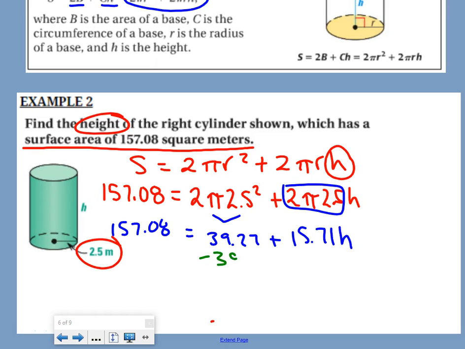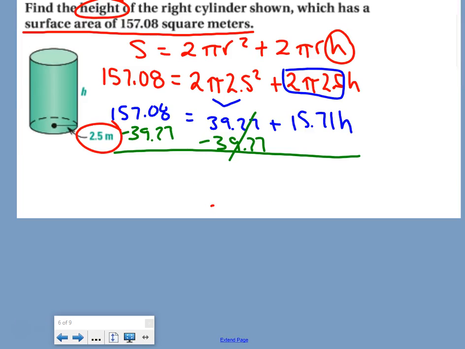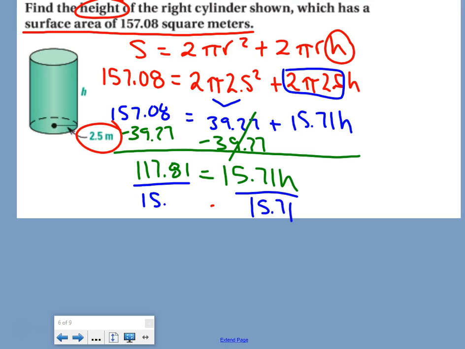So we want to subtract 39.27. We're left with 15.71 h on the right equals 117.81. Last step is divide both sides by that 15.71, so we get h by itself. H equals 7.5, and our dimensions are meters, so it would be 7.5 meters.